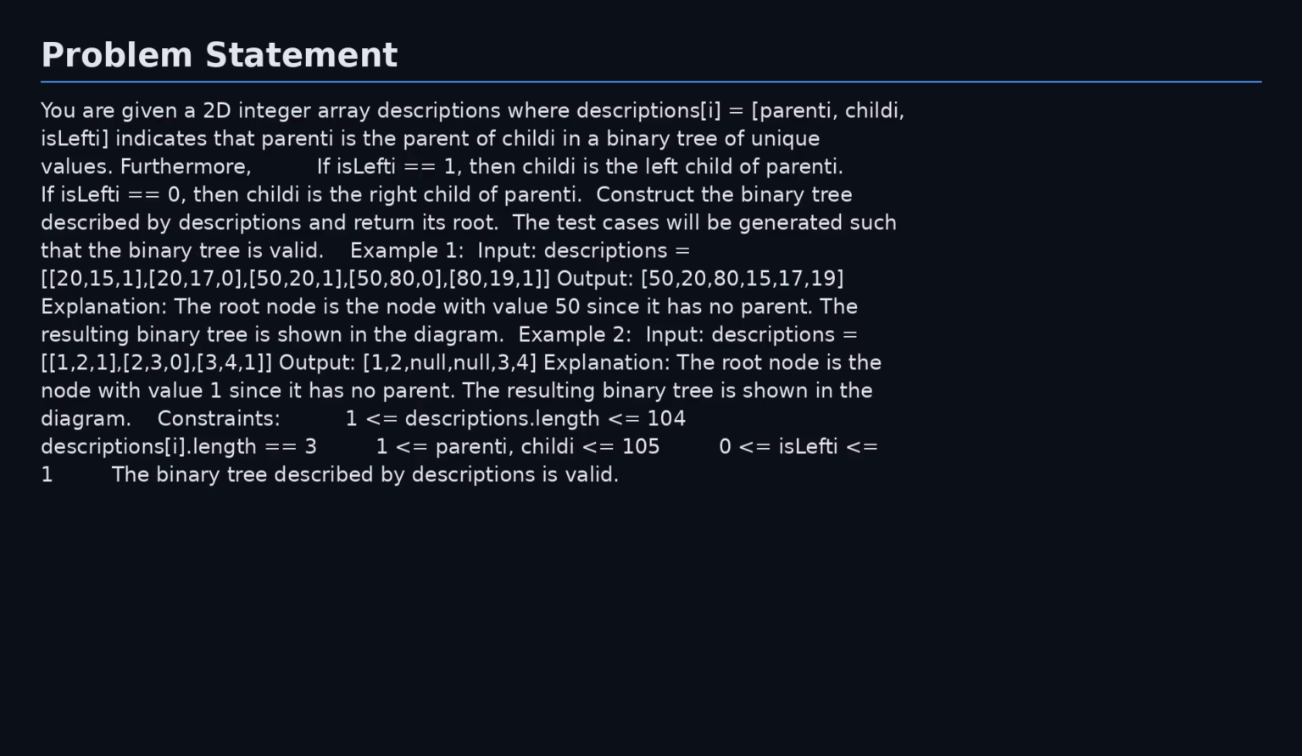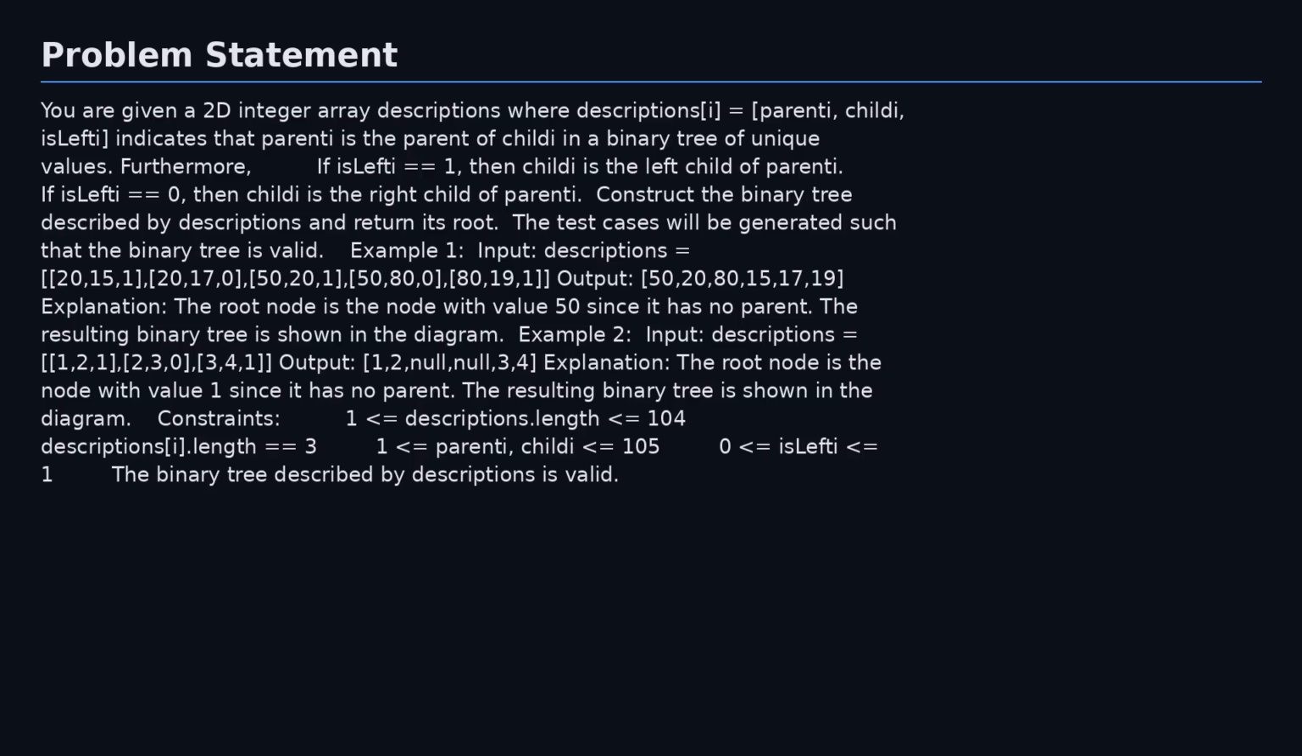The problem gives us a set of descriptions where each description is a vector of 3 integers. The first integer represents the parent node. The second integer represents the child node. And the third integer is a boolean that tells us whether the child node is the left child or the right child of the parent node. Our goal is to construct a binary tree from these descriptions and return the root of the tree.